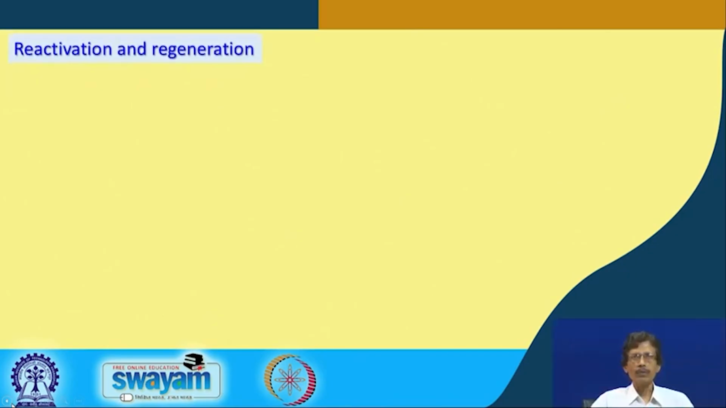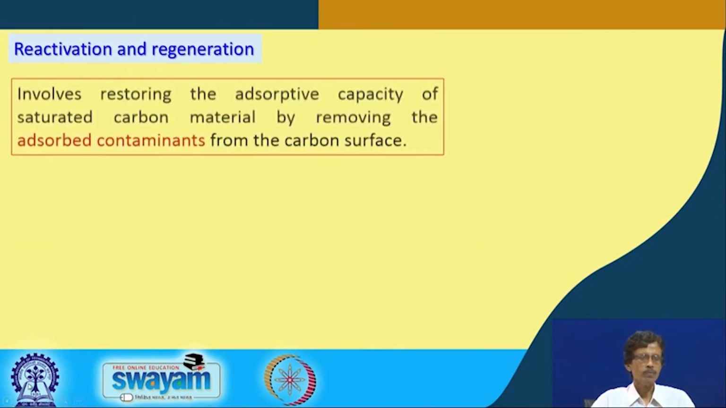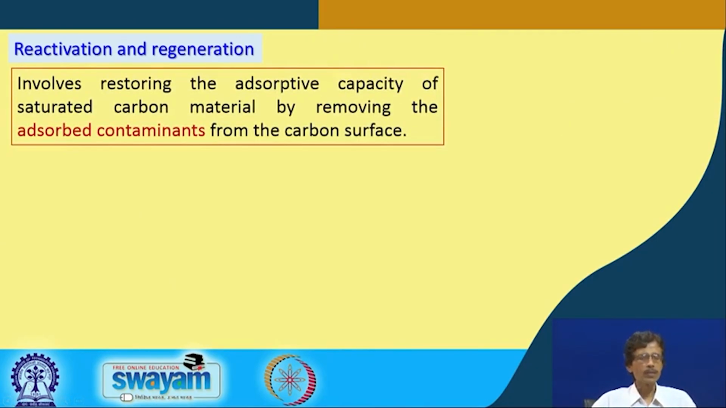Then we see that once your activated carbon is clogged with those materials, that means all the pores have been clogged during that particular removal process. Now we want to get that material back, that means how to reactivate or regenerate that particular activated carbon. The process involves restoring the adsorptive capacity. So we want to restore the adsorptive capacity of the saturated carbon material by removing the already adsorbed contaminants.